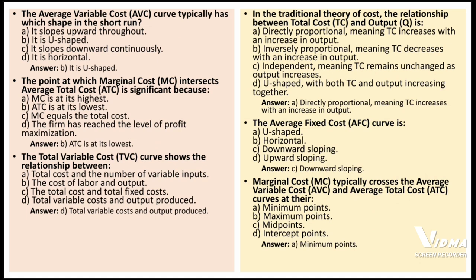The point at which marginal cost curve intersect average total cost is significant because, answer is B, ATC is at lowest. The total variable cost curve shows the relationship between, answer is D, the total variable cost and output produced. In the traditional theory of cost, the relationship between the total cost and output is, answer is A, directly proportional, meaning total cost increases with increase in output. The average fixed cost curve is, answer is C, downward sloping. Marginal cost typically crosses the average variable cost and average total cost curve at their, answer is A, minimum points.